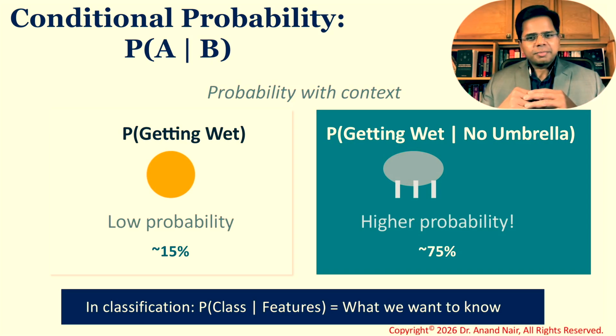Here's a relatable example. What's the probability of getting wet today? Depends on a lot of things, right? Maybe 15% on an average day. But what's the probability of getting wet given that you forgot your umbrella and it's raining? Suddenly, that probability shoots up dramatically.